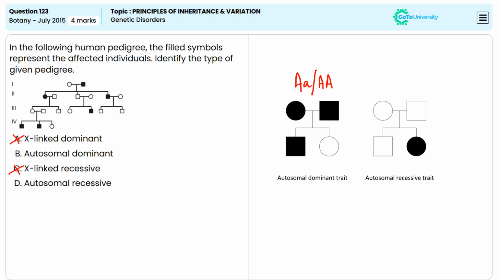So, if two unaffected parents have a child who is affected by the trait, this suggests that both parents are carriers. That means they are heterozygous. So here in the diagram we can see that an affected child is born to unaffected parents. So here the trait is skipping generation. So that means this is an example for autosomal recessive trait, not autosomal dominant. So the answer is option D.